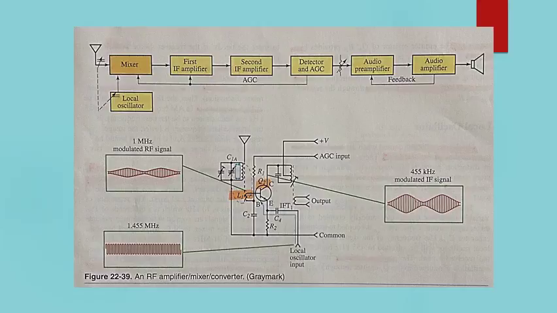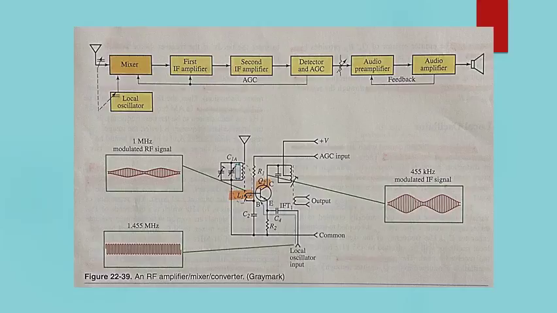The mixer or frequency converter performs three functions, figure 22-39. Mixing is just one of the functions. The mixer also converts the incoming signal to a new frequency called the intermediate frequency. This is done by mixing it with a signal produced by a local oscillator. At the same time, it provides amplification.